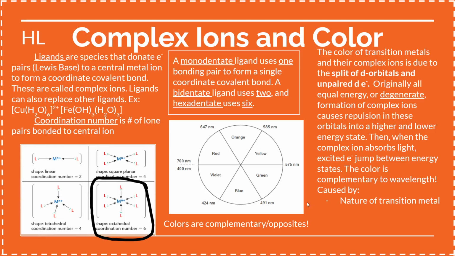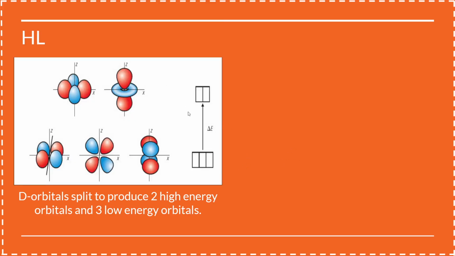The color is going to be caused by the nature of the transition metal. What are its chemical properties? How many protons does it have? How many electrons? The oxidation state of the transition metal, the geometry of the complex ion, and the concentration of the complex ion. Now, this is the splitting that I was talking about earlier, where d orbitals split to produce 2 high energy orbitals and 3 low energy orbitals.